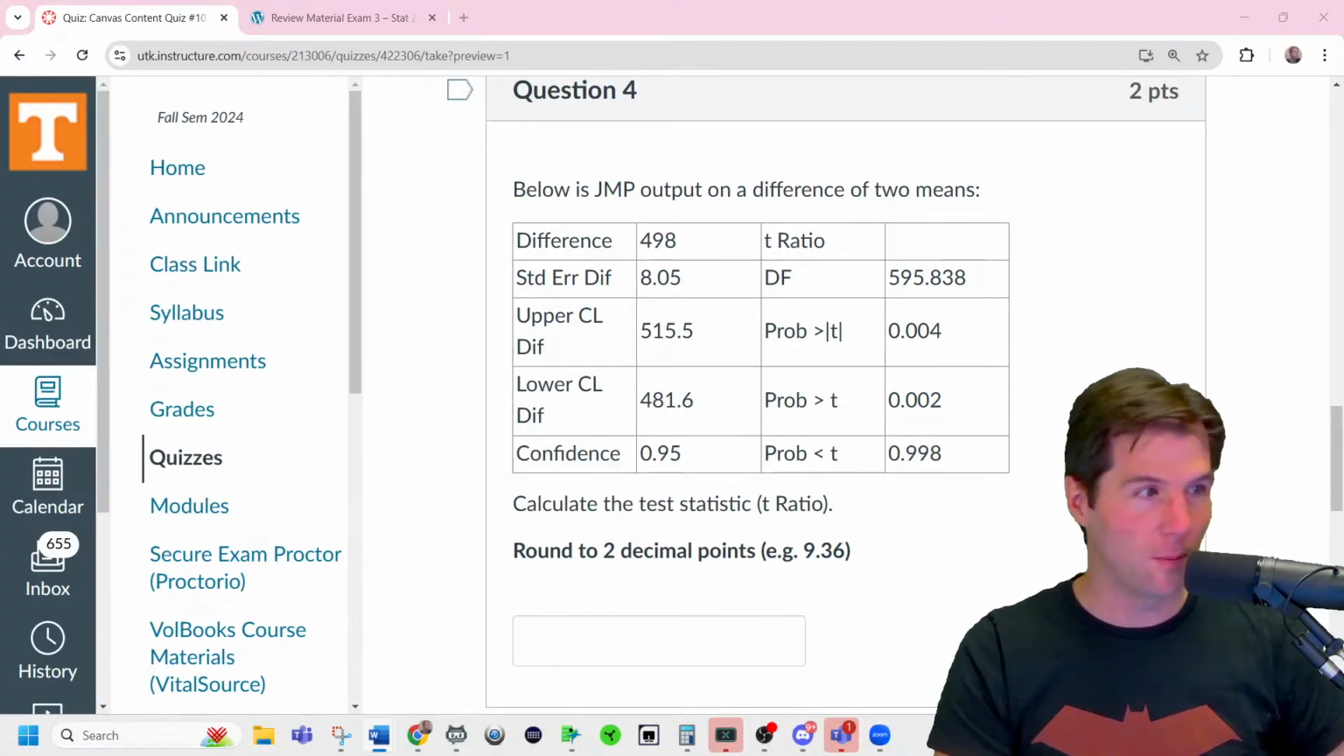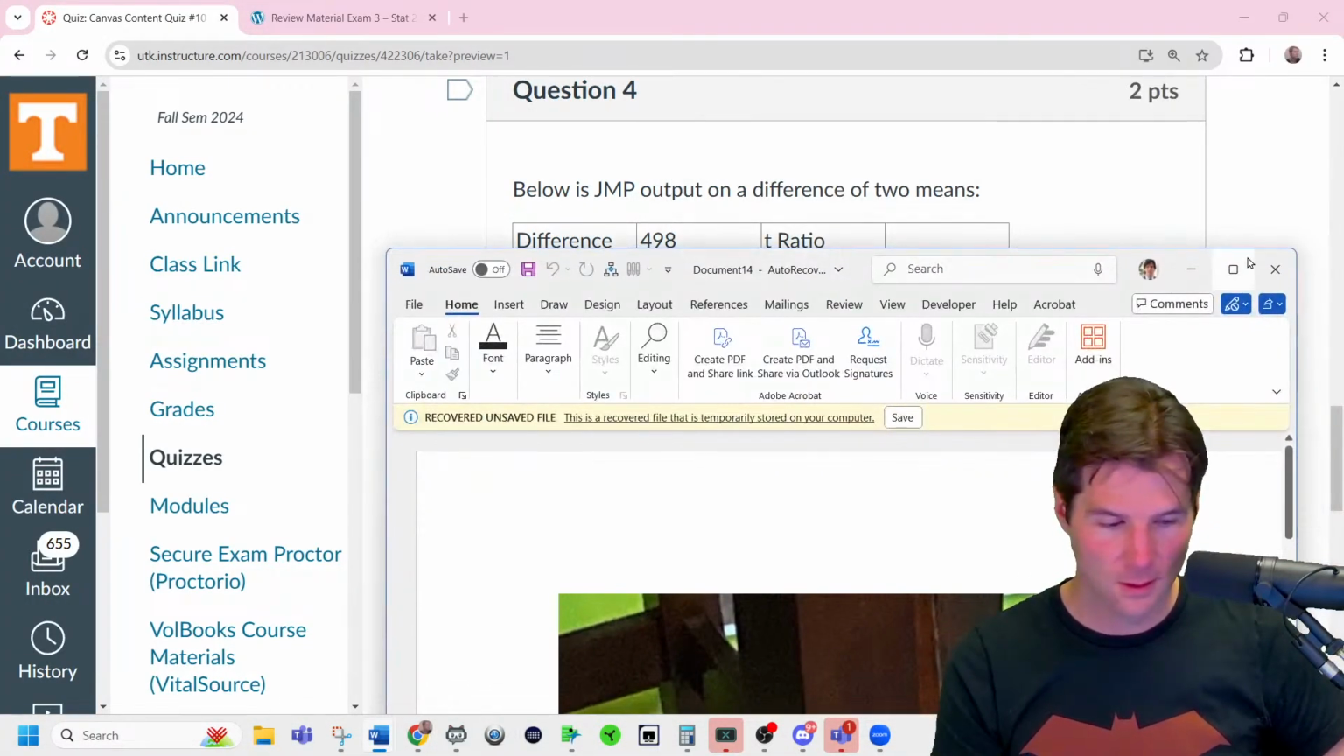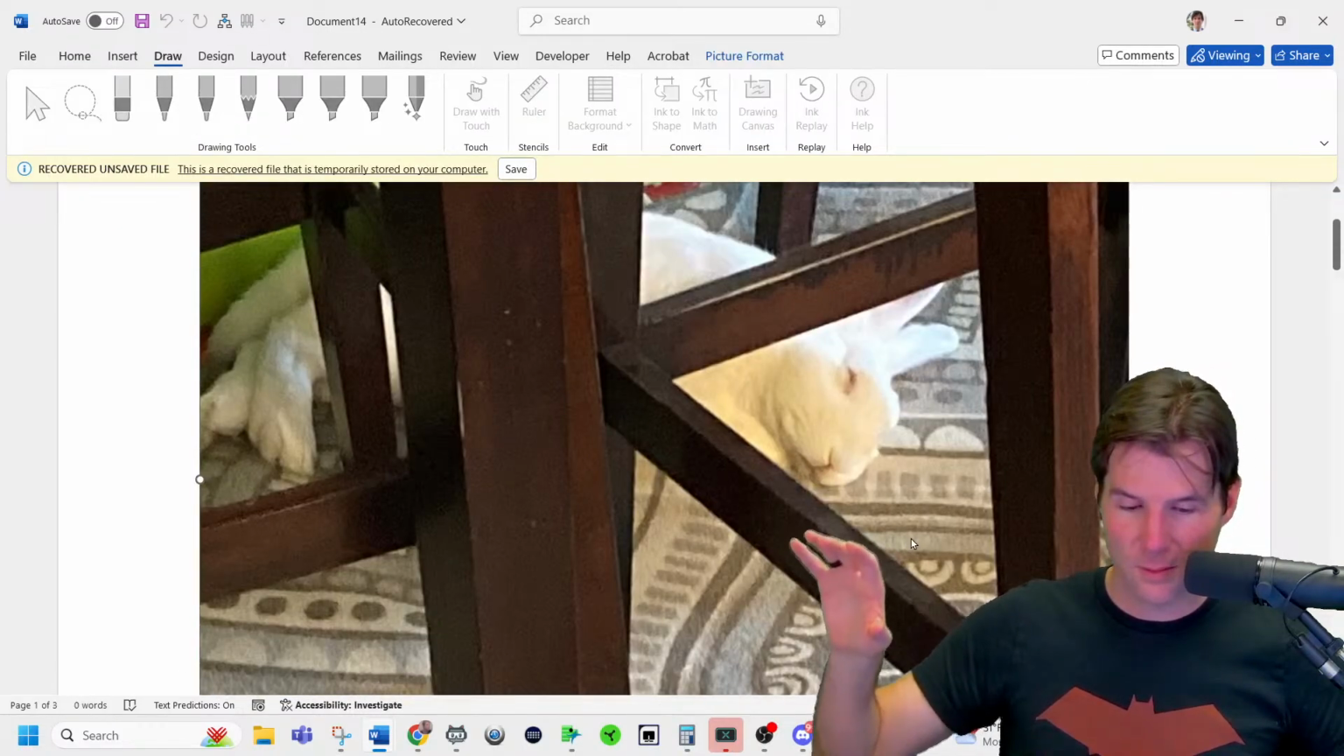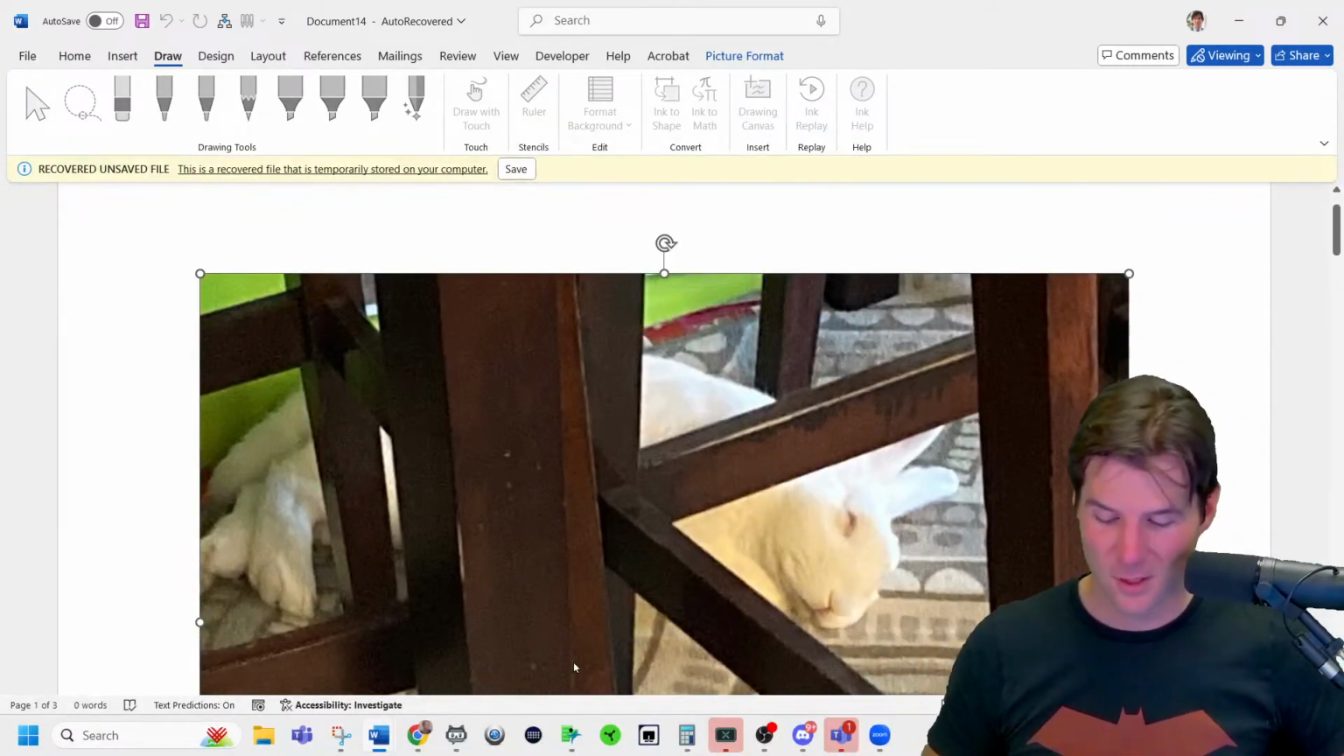We pet the sleeping bunny. Oh, he's on the wrong screen. Don't wake the bunny. Don't wake the bunny. I should put that in the class, like pet the bunny.